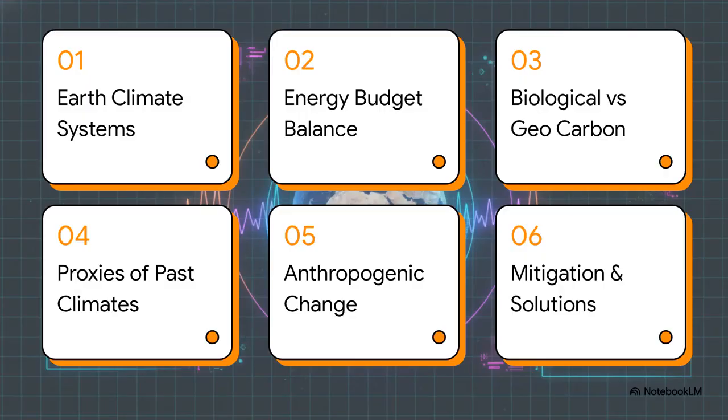To do that, we have a pretty packed roadmap today. We'll start with the interacting Earth climate systems, then look at Earth's energy budget balance. From there, we'll compare biological versus geological carbon, explore proxies of past climates, examine the evidence of anthropogenic change, and finally, wrap up with climate mitigation and solutions.